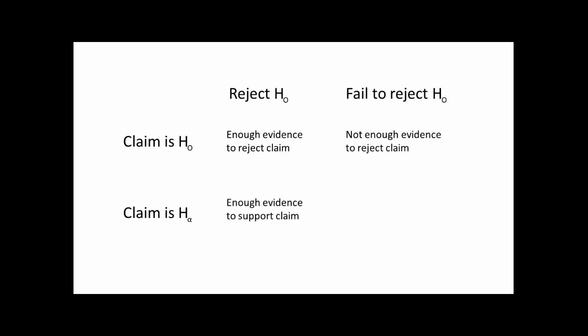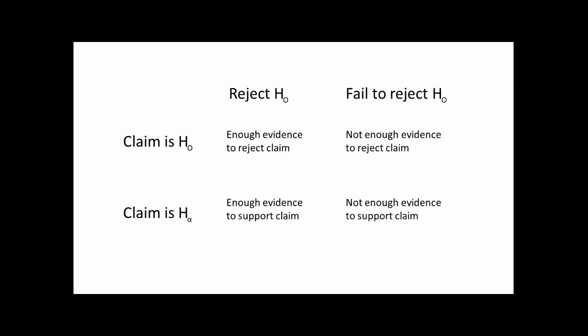If your claim is H alpha and you reject H0, you can now say there is enough evidence to support your claim. A good experimenter will put their claim as H alpha to give the claim a chance to be supported, which sounds better than, well, we couldn't reject it. Finally, if your claim is H alpha and you fail to reject H0, you must say there is not enough evidence to support your claim.